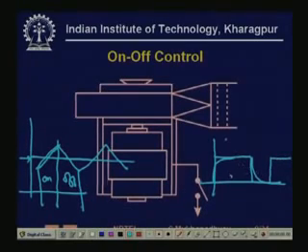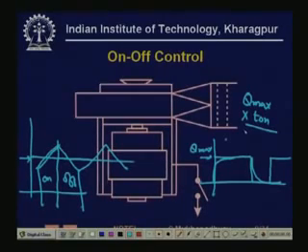if this is the flow rate Q max, then the average flow rate will be given by Q max into T on by T on plus T off.